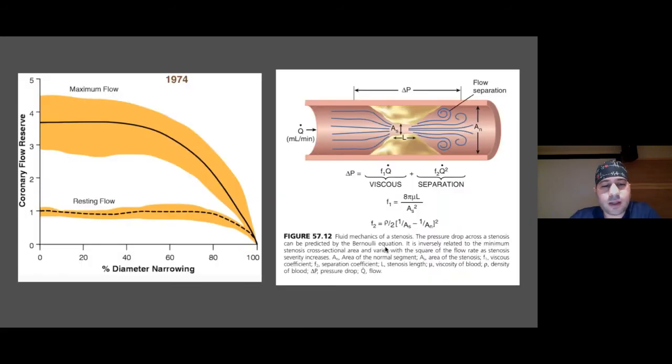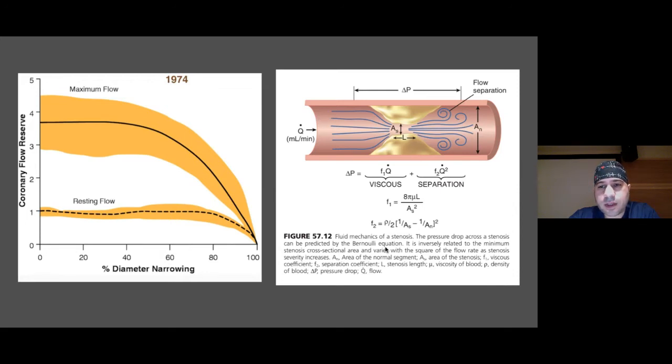If you look at this paper published in 1974, they documented that once you reach 80% luminal stenosis, resting flow is decreased. However, if you have a moderate lesion between 40 and 80%, you can start seeing that the coronary flow reserve starts slowly decreasing as the stenosis gets worse. And this is because of fluid mechanics of a stenosis. The most significant factor in determining flow is the minimal lumen area. The next factor would be the length of the lesion.